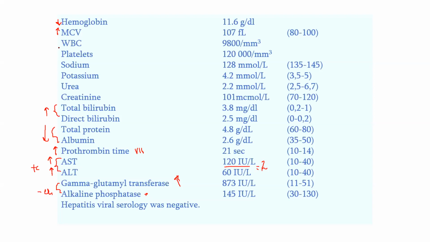WBC level is normal, but there is thrombocytopenia, which may be due to splenomegaly, but also let's recall that thrombopoietin is produced by liver. Erythropoietin is produced by kidneys, but thrombopoietin is produced by liver, and in case of liver failure, thrombopoietin production is suppressed.